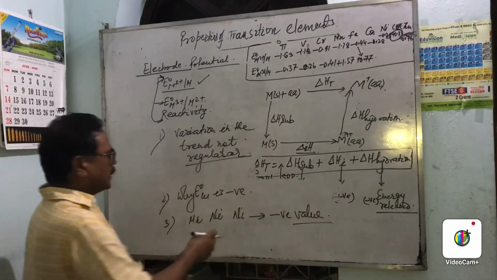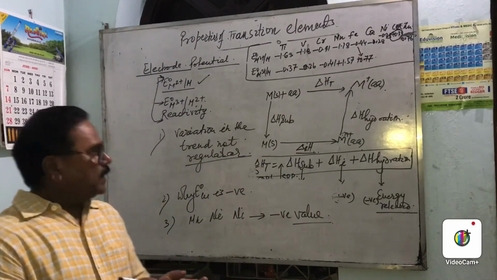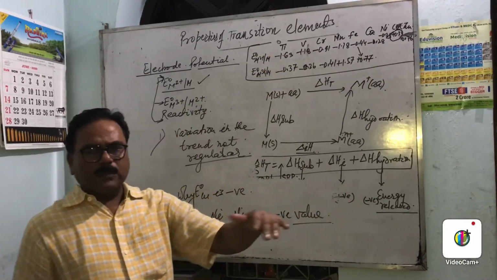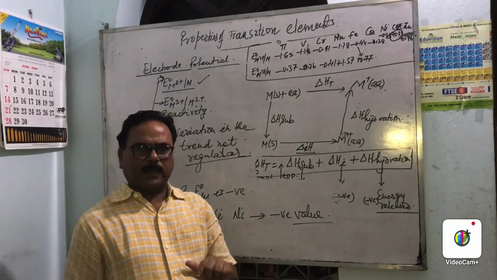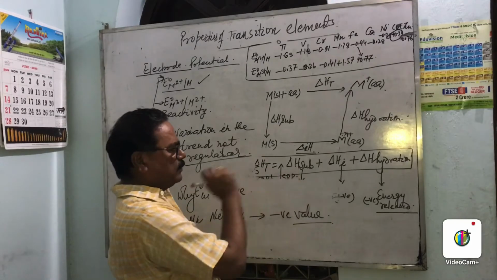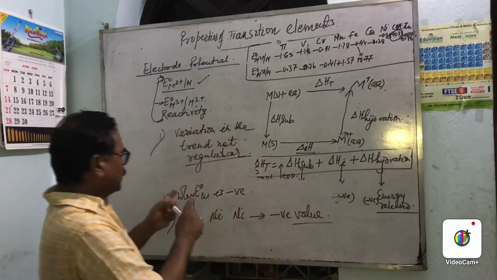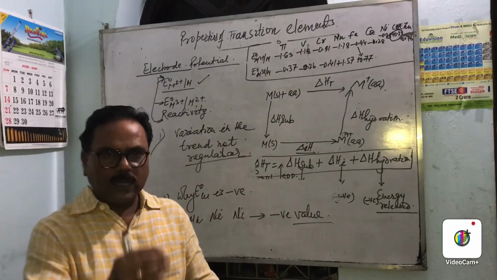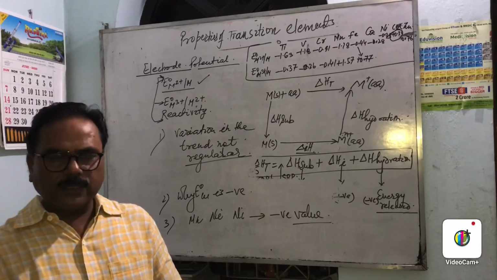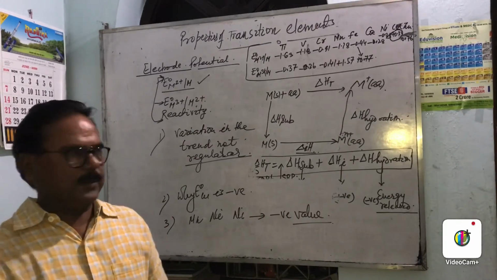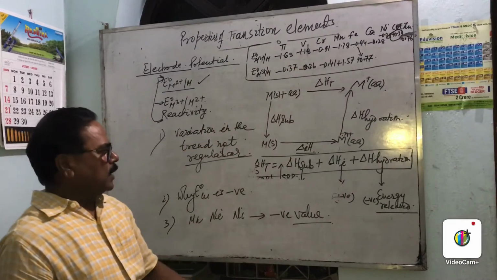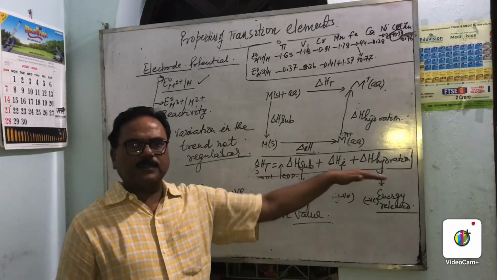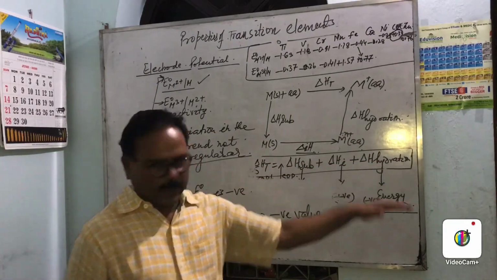This aspect should be explained here. Why is there an irregular trend? Because the electrode potential depends upon three factors: enthalpy of sublimation, and the sum of ionization energies. Why do we take the ionization energy here? M2+ means removing two electrons, so we take the first ionization energy and the second ionization energy. This series is not regular because the electrode potential depends upon these three factors.